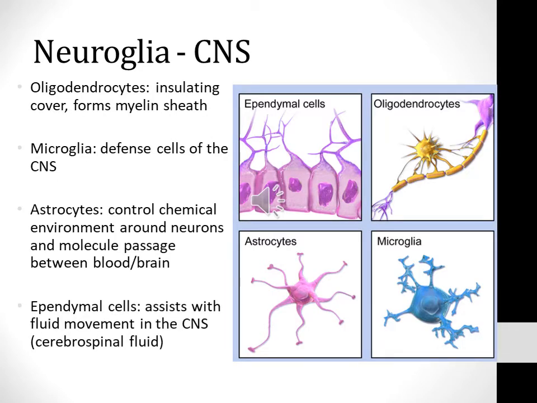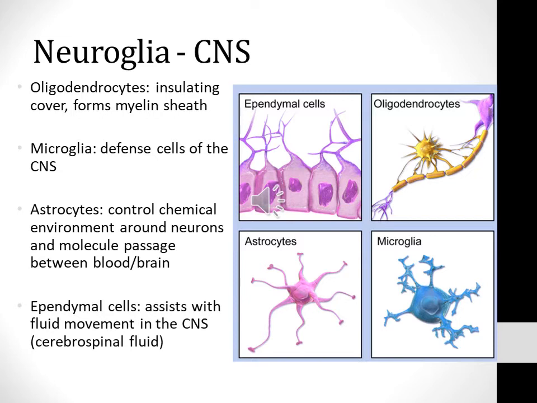So we have 4 types of neuroglia in the central nervous system. You can see them listed here. You can also see a nice picture of them. Your oligodendrocytes form the myelin sheath around axons in the central nervous system. So we're going to have one that does something similar in the peripheral nervous system. But this is your insulating and myelin sheath forming cell in the central nervous system.